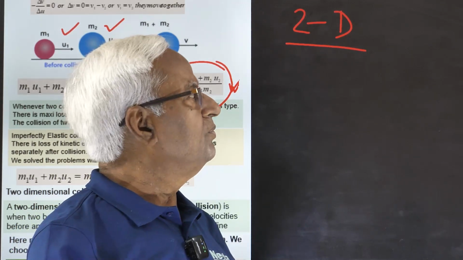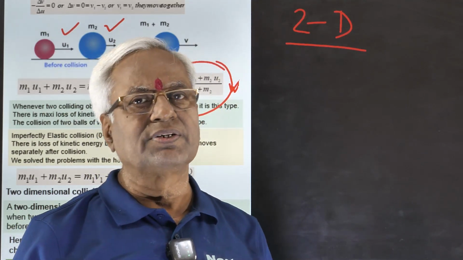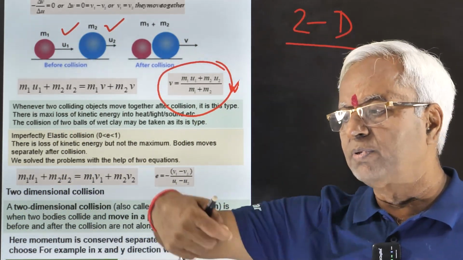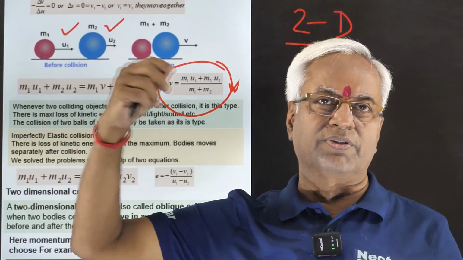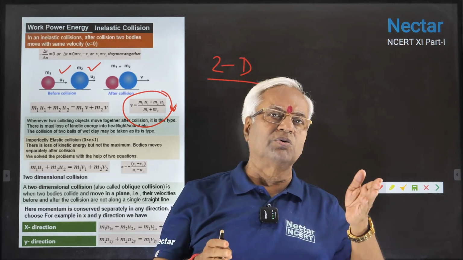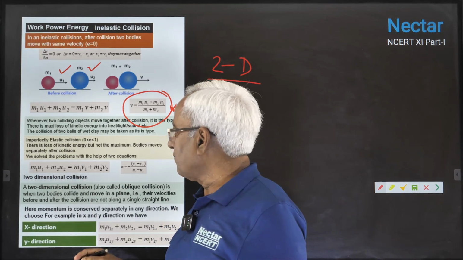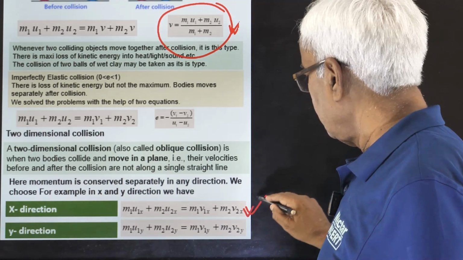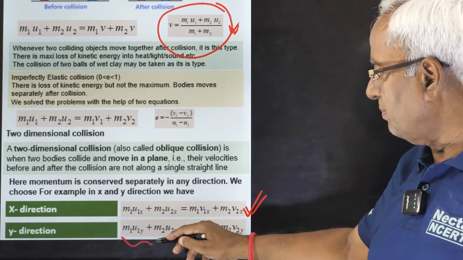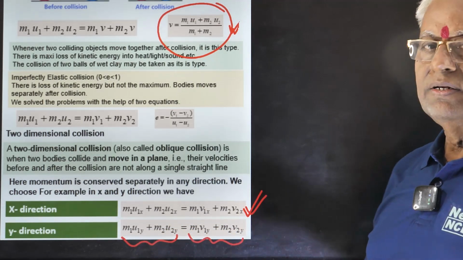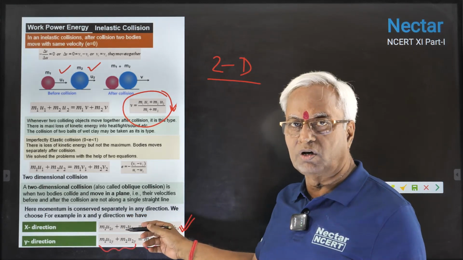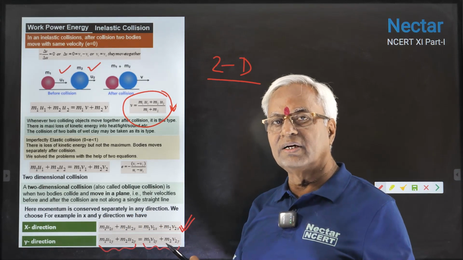So what we do in such cases, we apply the conservation of momentum axis-wise. Means we say that whatever the momentum was before collision along the x-axis, that will remain the same even after the collision along the x-axis. This equation has been written here, you see. Similarly, along the y-axis, the momentum that we had before will remain even after also. So these two equations we solve separately considering the direction.